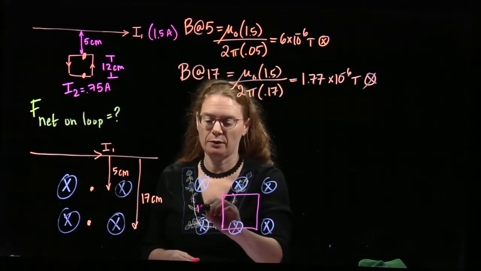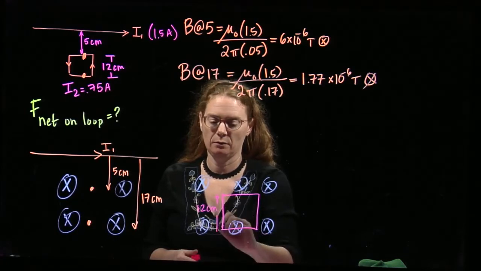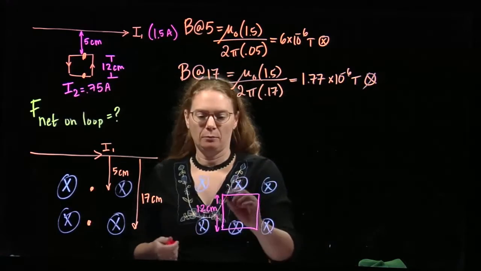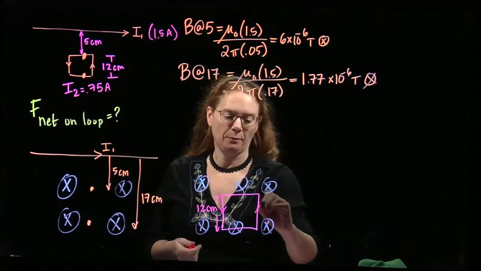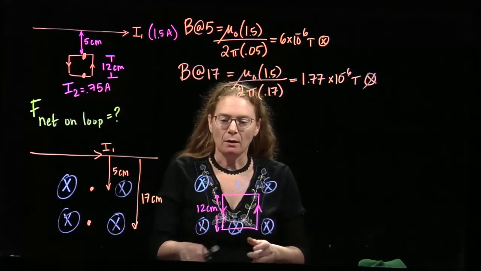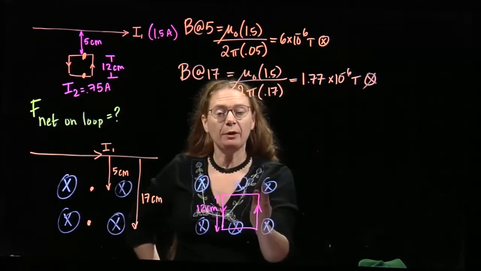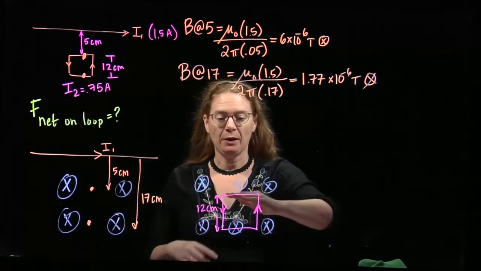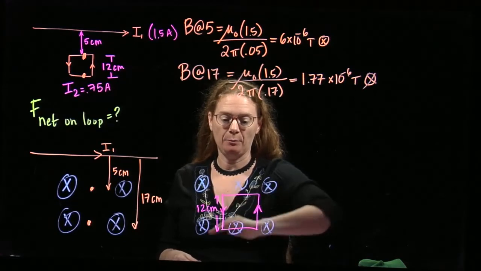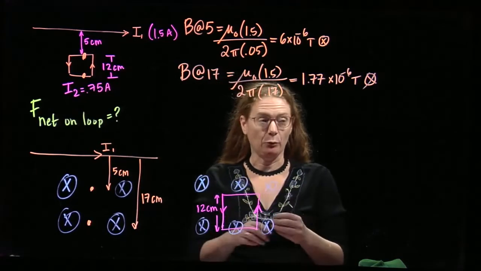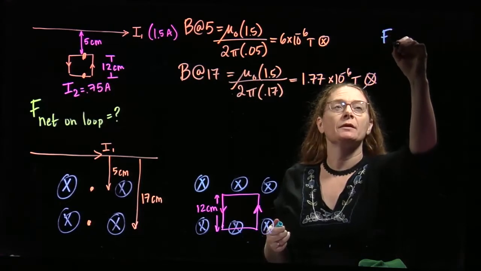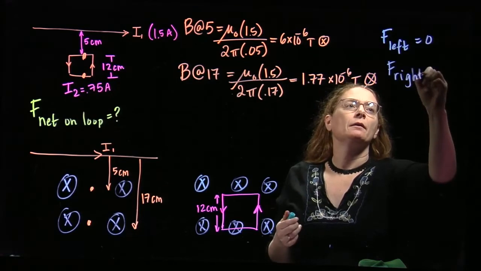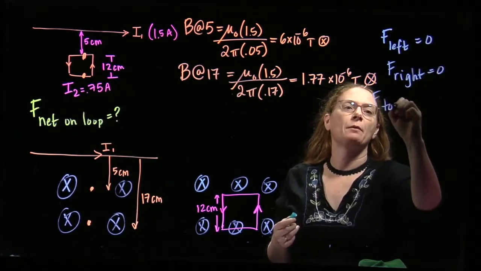And we've got 12 centimeters this way. And what direction is the current? I'm going down there and up there. Now, the perpendicular pieces, we don't care about. The forces from these are going to be 0. All we care about is the force from the top bit and the force from the bottom bit. If you want to be formal about it, you can say the force left is 0, force right is 0, and we just care about F top and F bottom.